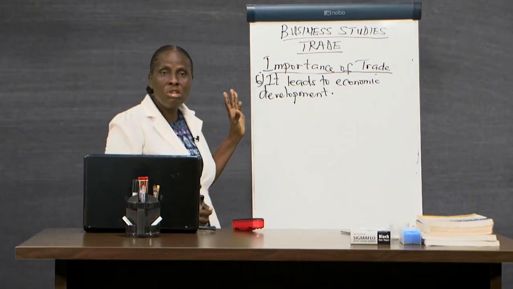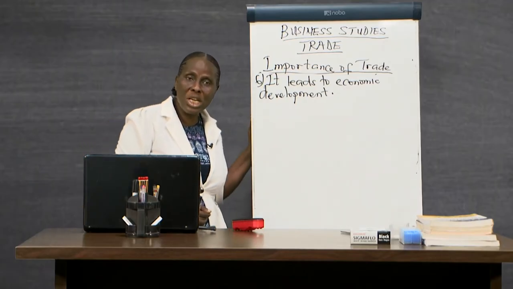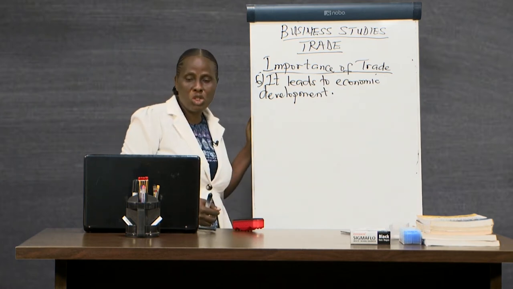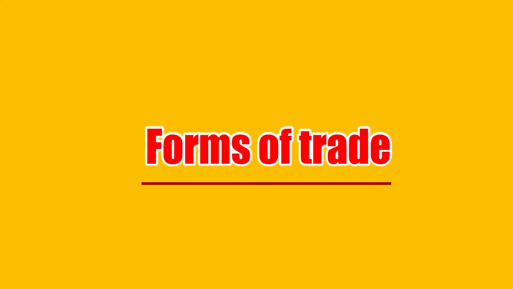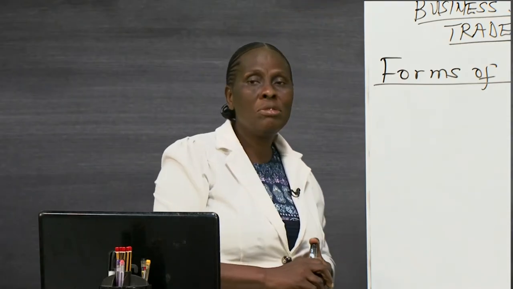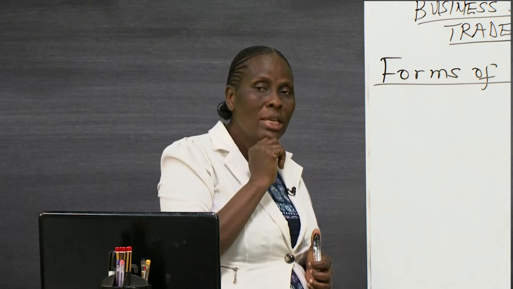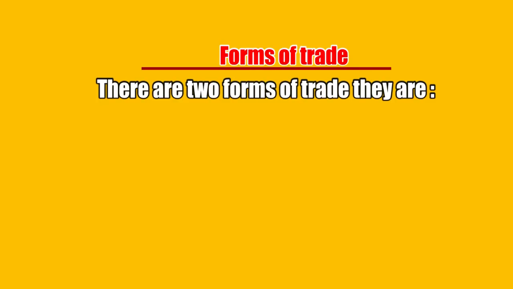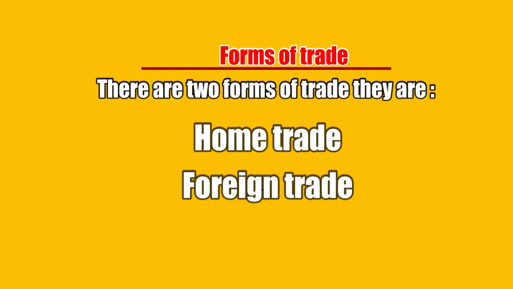So far, so good. We have discussed the meaning of trade. We have also discussed the importance of trade. Now we move on to the last aspect of the topic for today, and that is forms of trade. How many forms of trade do we have? We have majorly two forms of trade, and the two forms of trade are home trade and foreign trade.